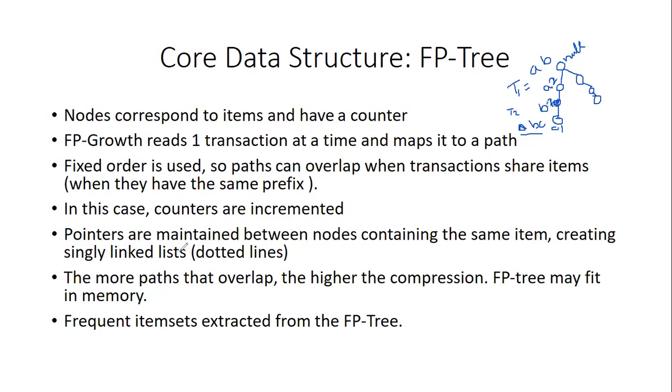Pointers are maintained between the nodes containing the same item, creating a singly linked list. That is the dotted line. Suppose I have one more, transaction 3, which has items BD. This is a different pattern. Here I started with AB and then ABC. But we have to start the transaction from the root itself.